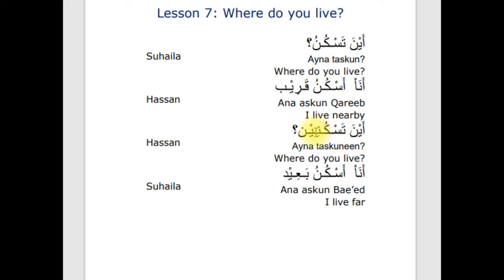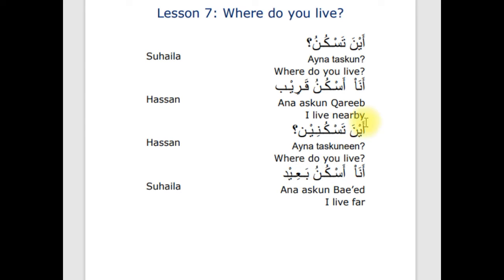أين تسكنين؟ أين where. تسكنين you live, referring to the female verb. سهيلة: أنا أسكن بعيد. أنا I, أسكن live, بعيد far.